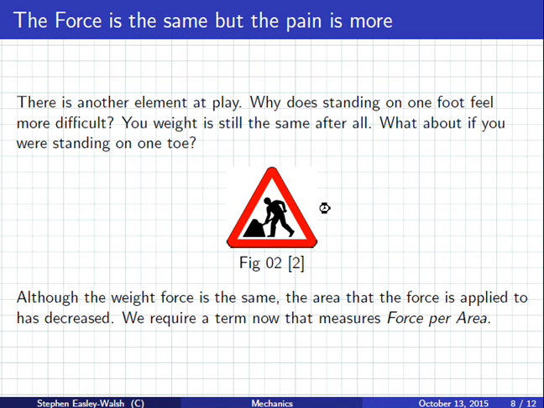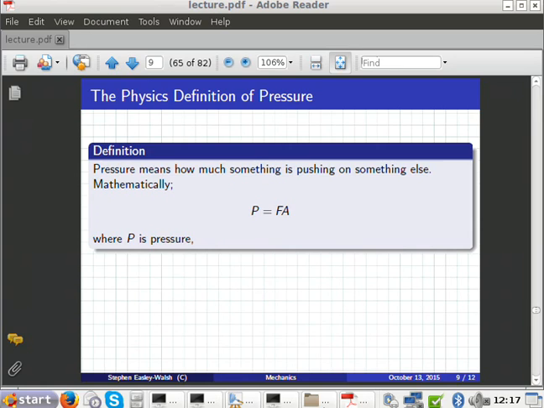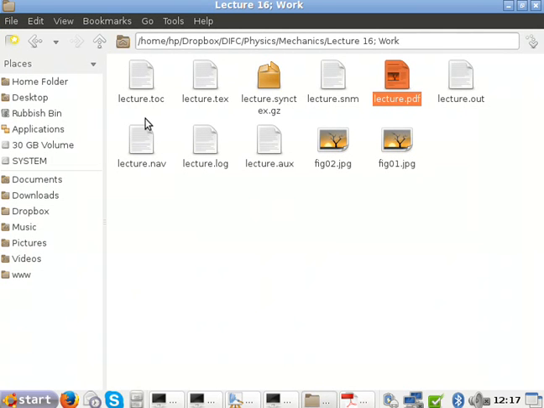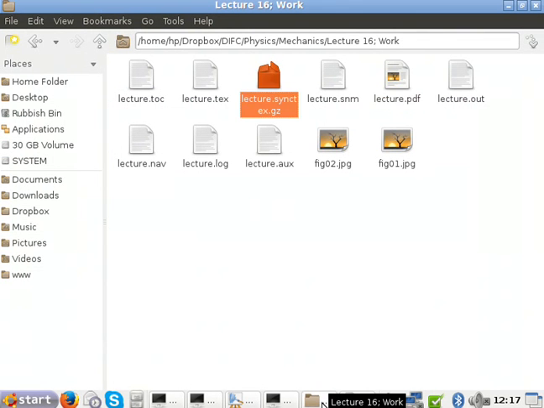Back to the man. So anyway, we have this new idea called pressure. Pressure is how much force something is pushing on. That's wrong. There should be a slash here. Let me fix it. It should be F divided by A, F over A. Force over area is pressure.